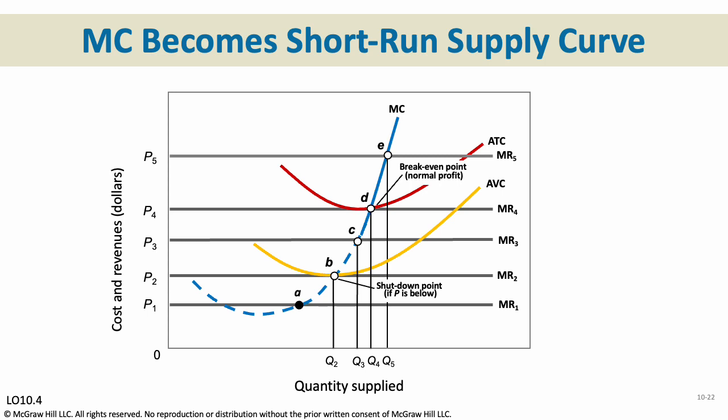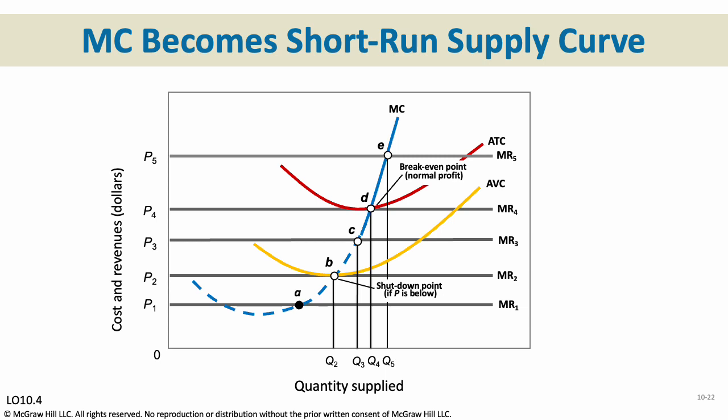As long as our price is above your average variable cost, it means as we make more, we're reducing our costs. We're actually going to be reducing that loss. But it doesn't necessarily mean we'll make a profit. Your marginal cost curve that is above average variable cost becomes your short run supply curve. And your break-even point is point D in this case, where the firm earns a normal profit because price equals average total cost here.